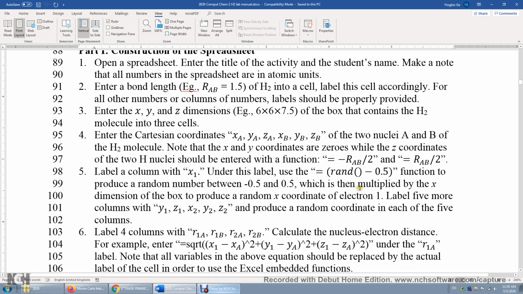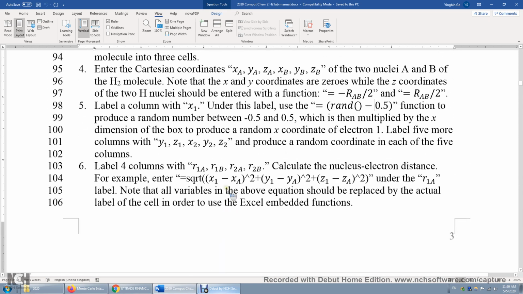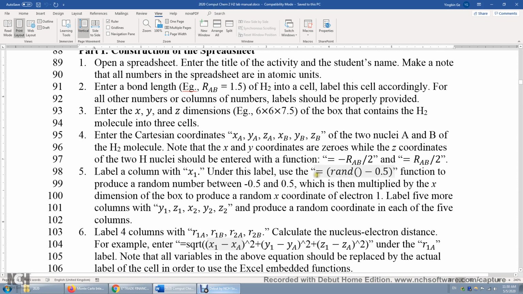And then what you need to do, you need to multiply this by the x dimension of the box. So for example, you need to slightly modify this function. This should be equals 6 times this. And in the z direction, you should do equals 7.5 times this. All right? Maybe I should put it here.